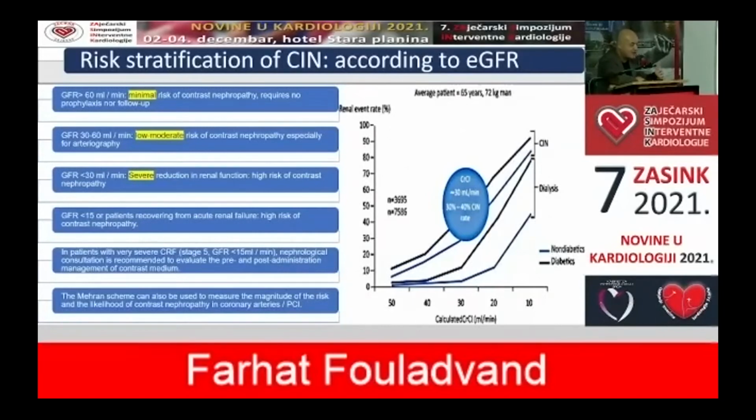So the second type of clinical estimation of the risk is according to the eGFR. If you have an eGFR above 60, obviously the patient is not at risk, and even the studies are saying we don't need to do anything for this patient, even no need to do hydration. Then if you have an eGFR of 30-60, the patient is at low to moderate risk, and below 30 is severe, which means high, and below 15, very, very high risk. So this is also the risk stratification.